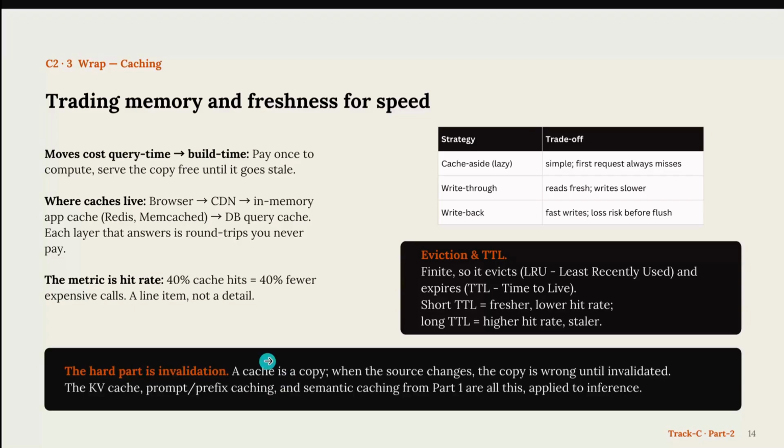So when a cache is a copy, and when the source changes, the copy is wrong until invalidated or resynced or recached again. So the KV cache that we are talking about, key value cache, the prompt prefixing cache, the semantic cache that we spoke about in part one, are all applied to the inference layer. Okay.